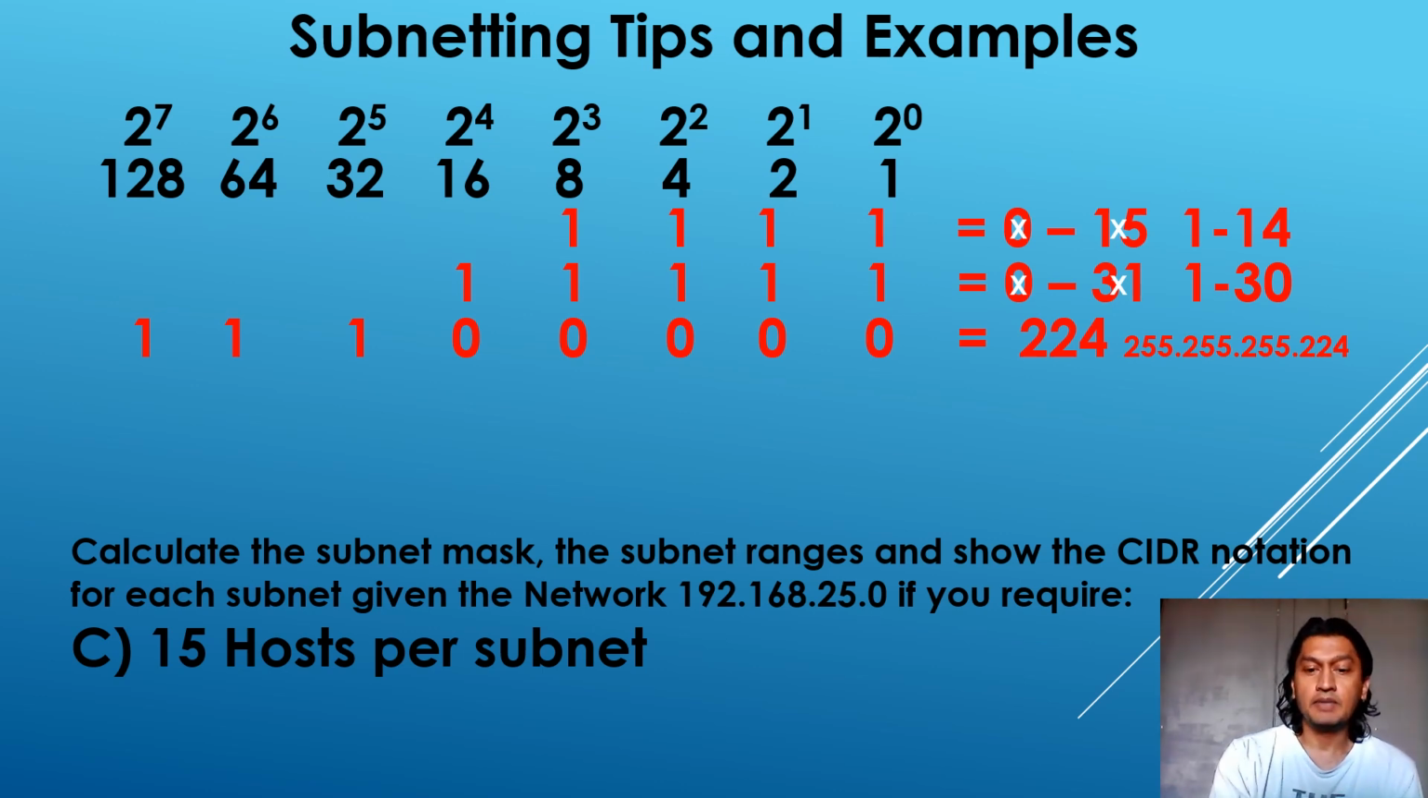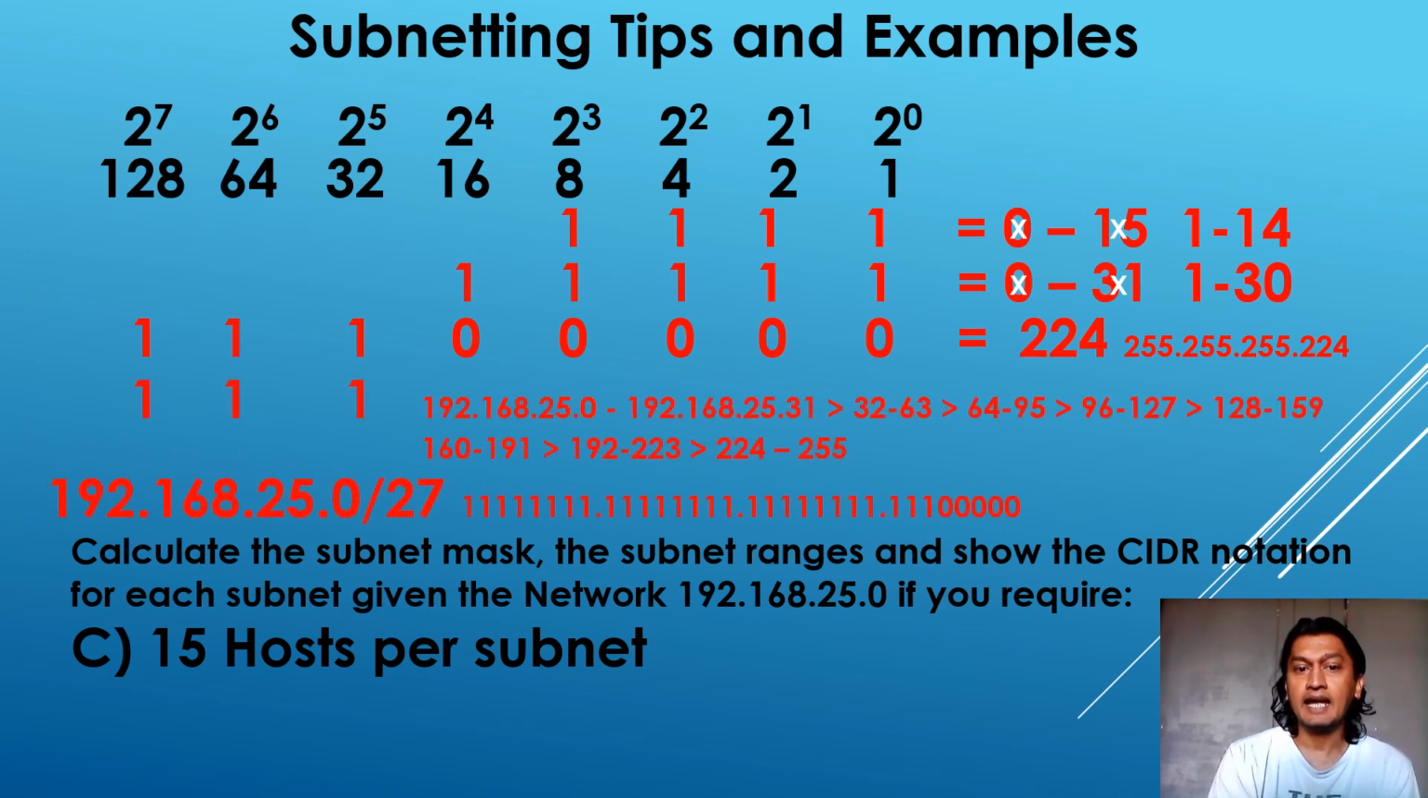Now, if you remember from the first example, this is the exact same subnet mask. Because it's the same subnet mask, we end up with exactly the same IP ranges and exactly the same CIDR notation. How do we get our subnet ranges again? Remember, you're starting at 192.168.25.0, and you are adding the value of the last network bit, which in this case is 32.